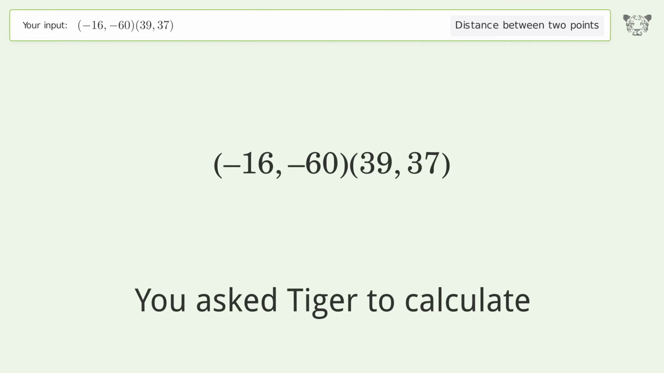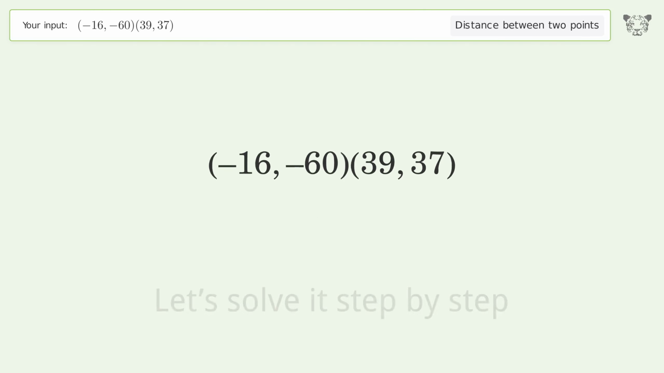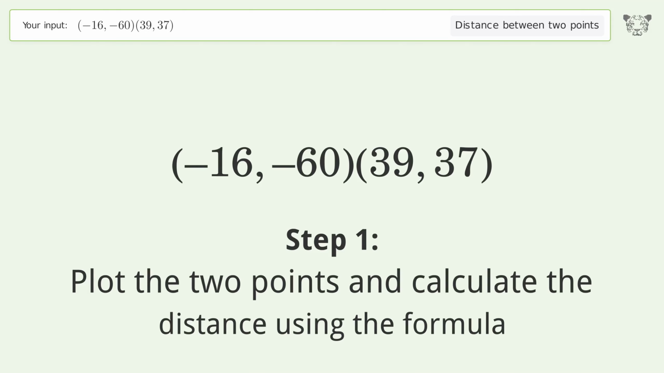You ask Tiger to calculate. This deals with the distance between 2 points. The distance between the 2 points is the square root of 12,434, or 111.508. Let's solve it step by step. Plot the 2 points and calculate the distance using the formula.